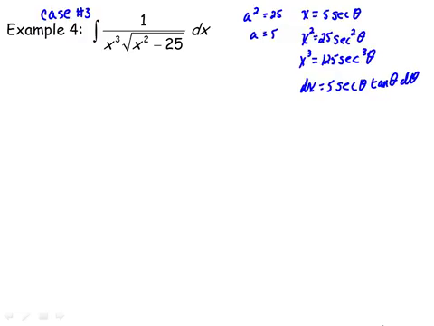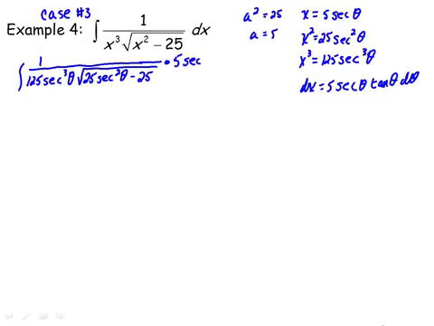So we're going to have the integral of 1 over x cubed, we said was 125 secant cube theta, times the square root of x squared, which is 25 secant squared theta, minus 25, and you can already see what we're going to do, times dx, which was 5 secant theta tangent theta, d theta. Okay, so that's just all your substitutions.